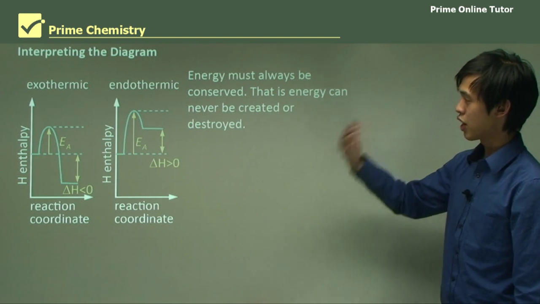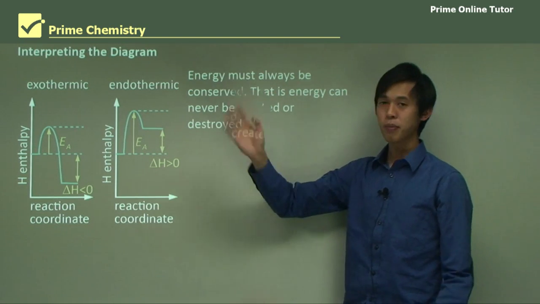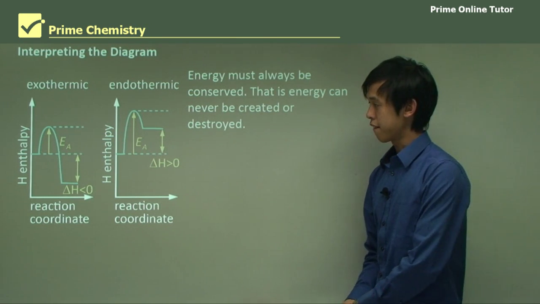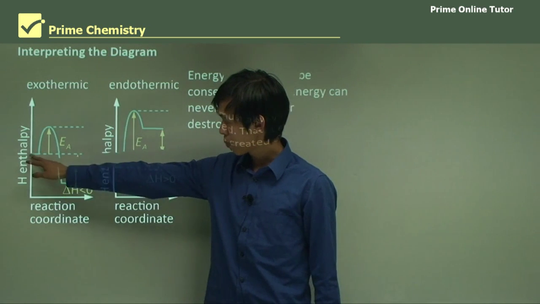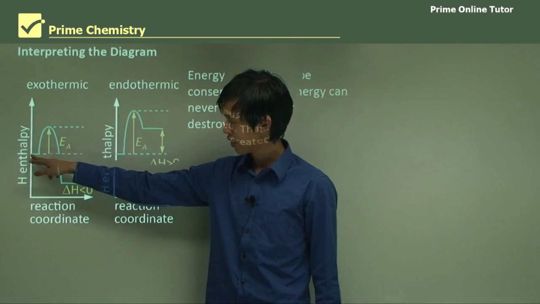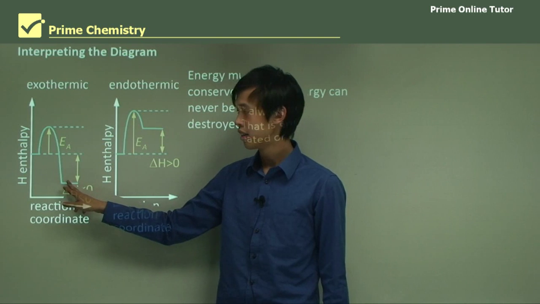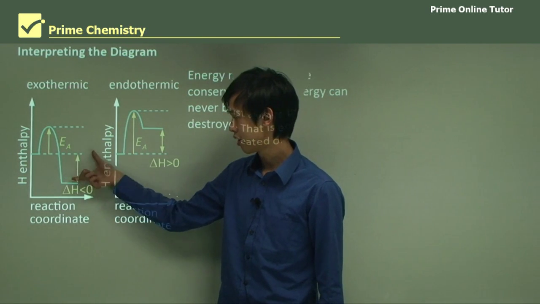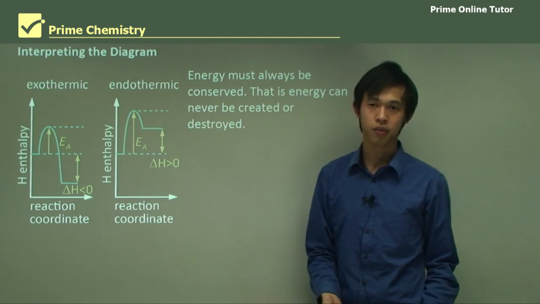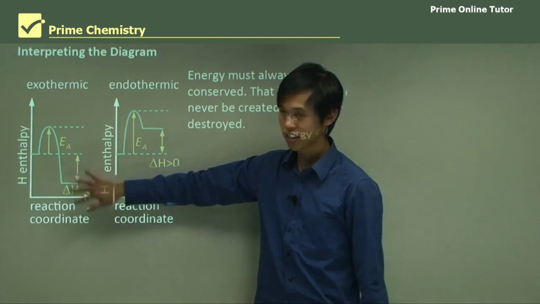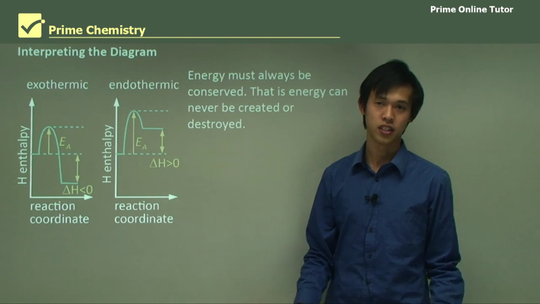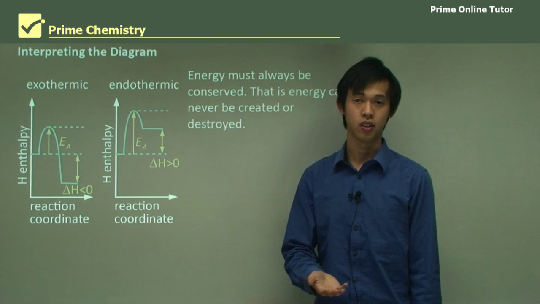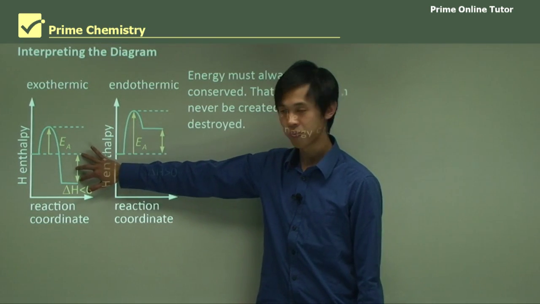So, interpreting the diagram, remembering that energy always has to be conserved. For instance, let's look at this diagram. If the enthalpy of the reactants is here, and the enthalpy of the products is here, there's a big enthalpy difference. Now, that energy has to go somewhere. It can't just disappear. That's just not physically how it works. So that could be given off as heat or light or sound or something.